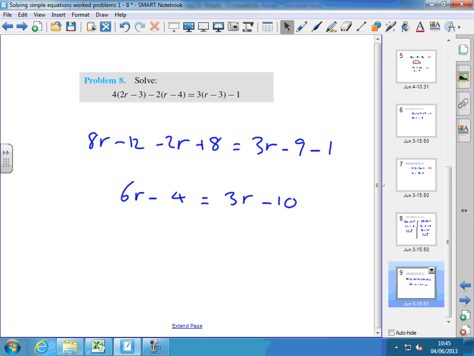Now I'm in a similar position to where I was in the previous two examples. So see if you can carry on and finish this one off. Put r back in and see if it works. And then when you've done that, have a go at the exercise that follows in the text.